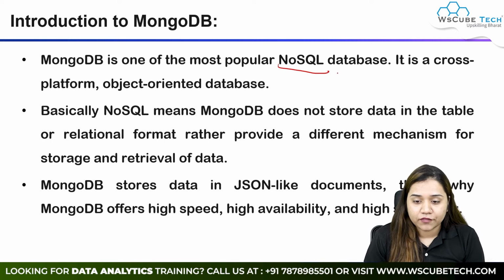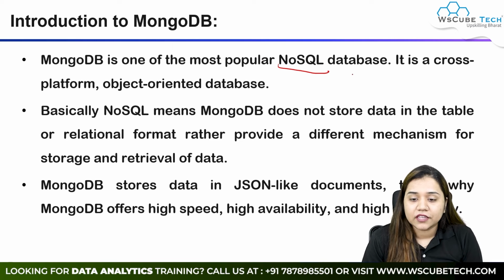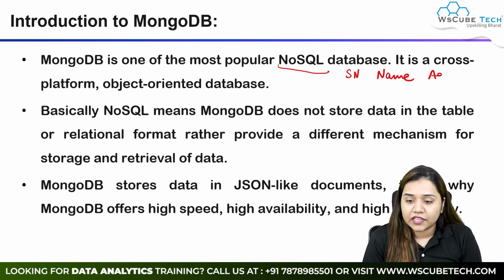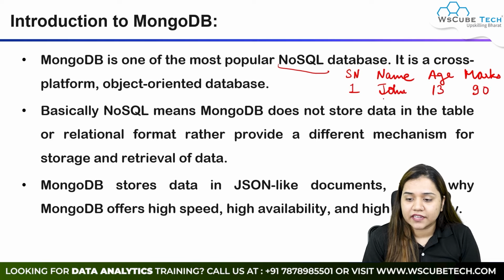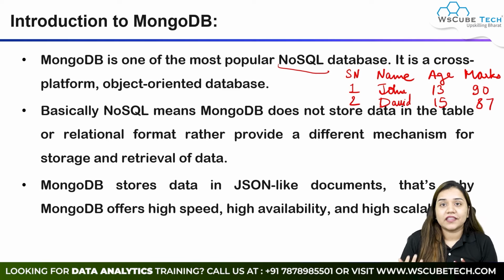For example, if I talk about the SQL database, here we have a serial number, we have the name, then we have the age, and then maybe other things, for example, marks of the student. Like we have one, the name is let's say John, then the age is let's say 13, marks is let's say 90, then on number 2 we get David, with his age as 15, and the marks are let's say 87. This is how we get the data in SQL.